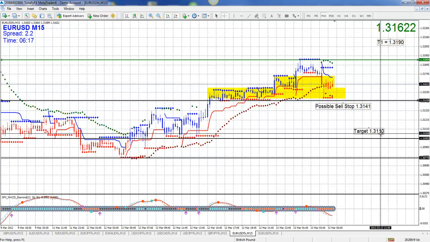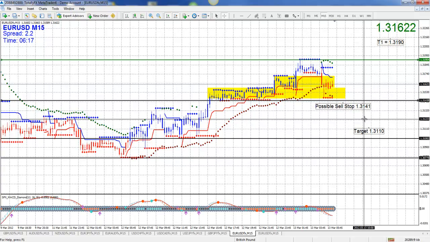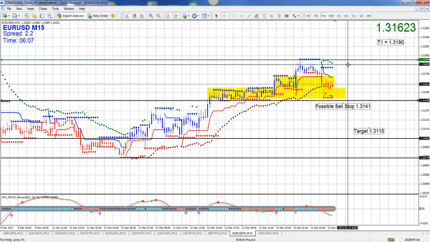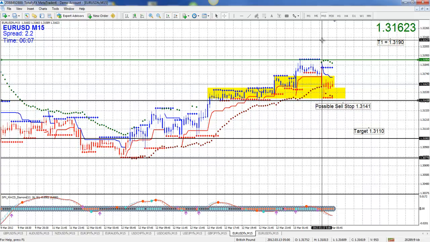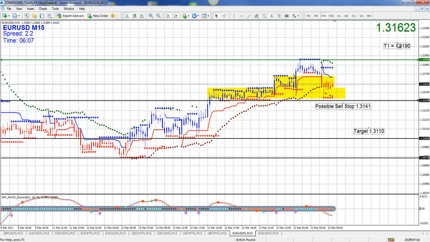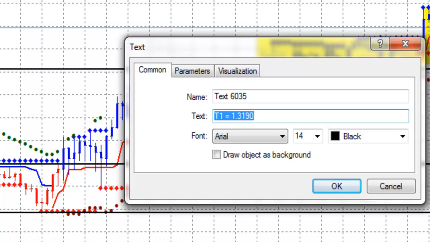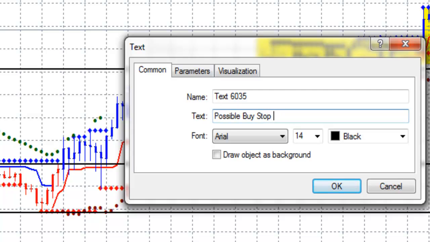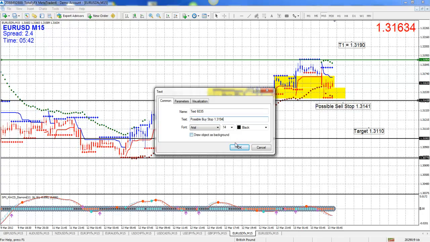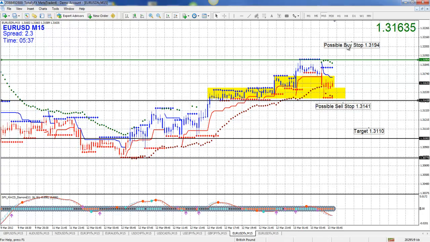A sell stop there, targeting 131.10. Okay, and that's 30 pips. That's good enough. And if it breaks to the upside, this was our target from yesterday, the 131.90. Basically, we can change that, and so the possible buy stop is above that. My high is 131.91, which is 92, so about 94, 95. Remember to adjust your spreads because everybody's got a different spread.